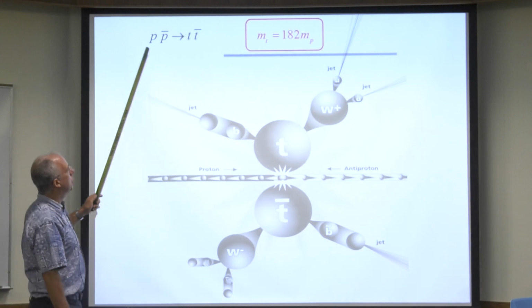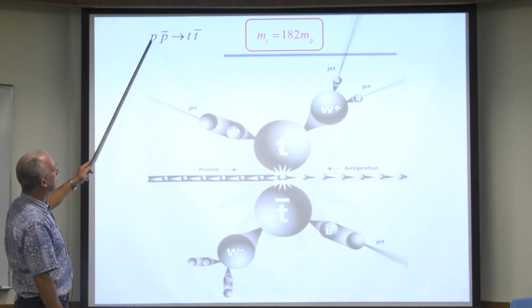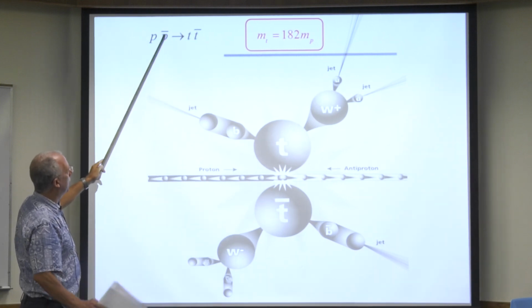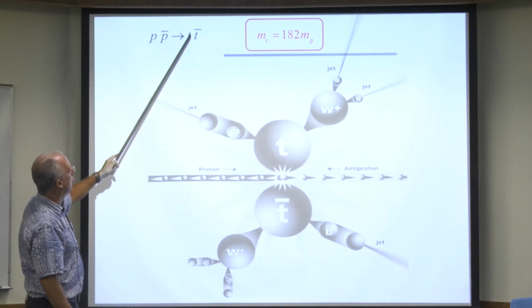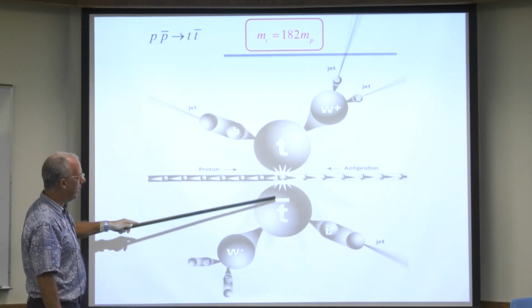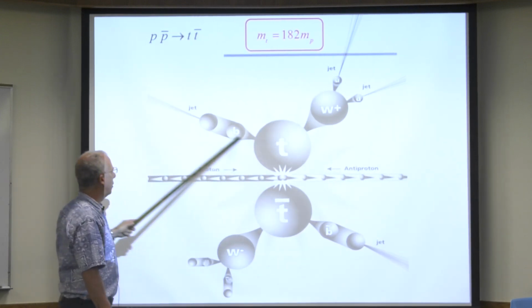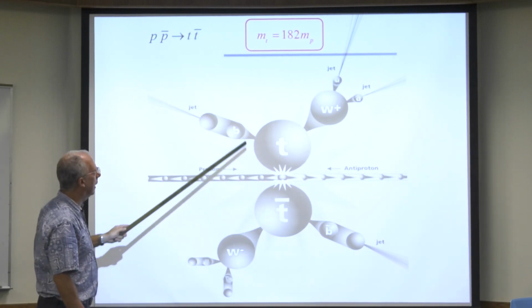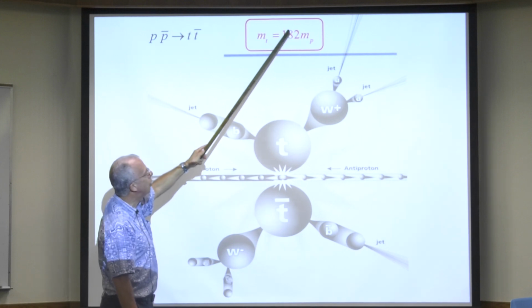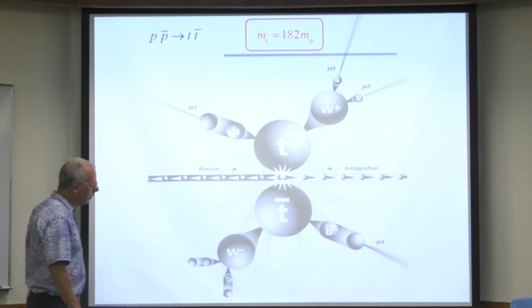Here's why. Here's the reaction. The proton smashes into the antiproton, and they annihilate each other. It's pure energy, and then out of the energy, you get a top and an antitop. These guys don't live very long, so they shortly decay into other things which we don't care about. But here's the important thing: the mass of the top is 182 times the mass of a proton.